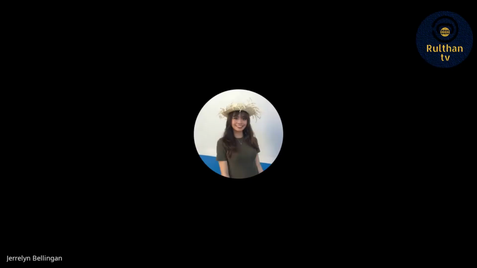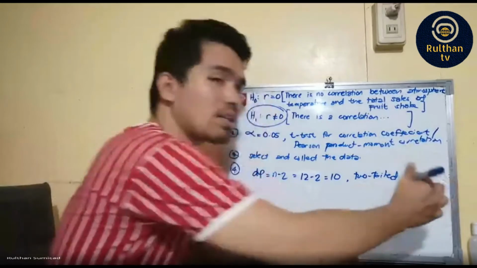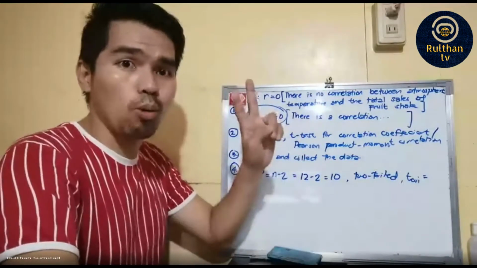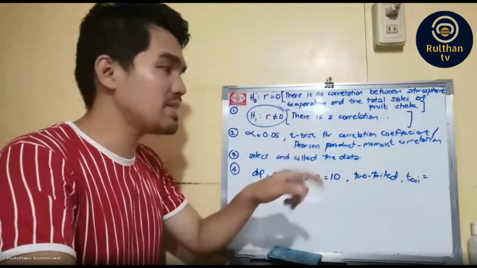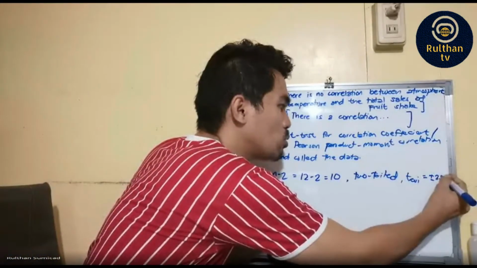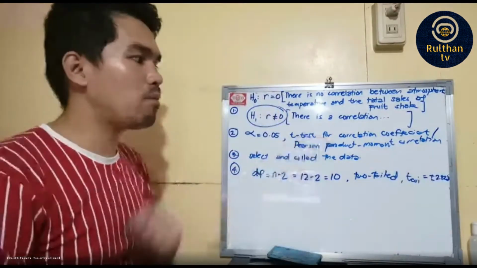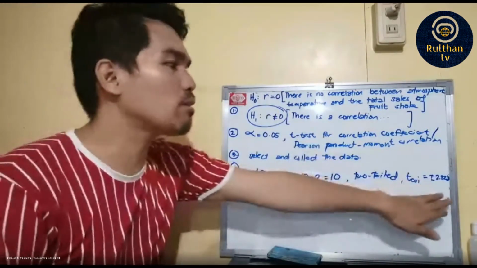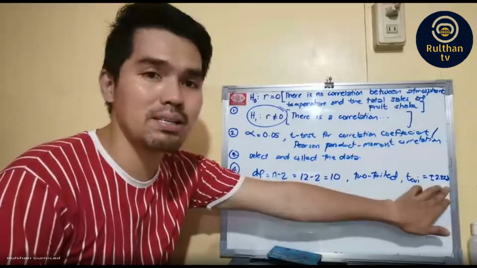2.228, sir. Okay, take note it's positive and negative because there are two rejection regions. Since it's non-directional, we have positive and negative 2.228. So we have our T critical. Now we intend to reject our null hypothesis on this value.